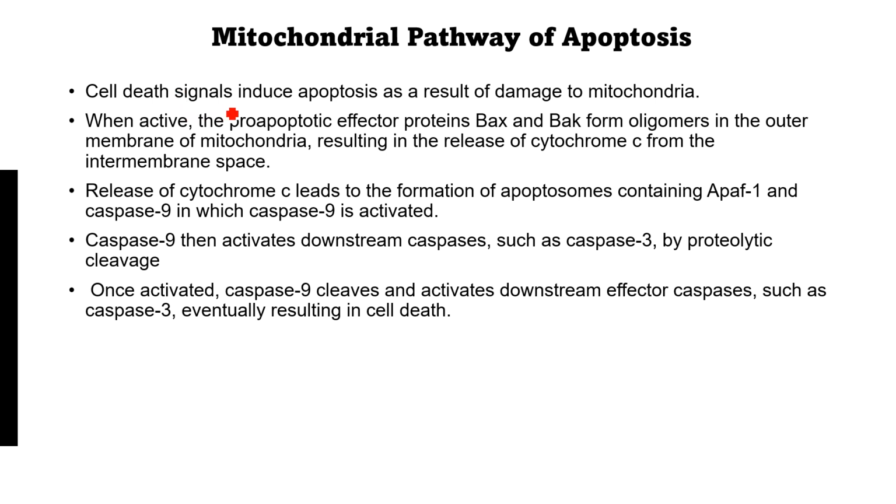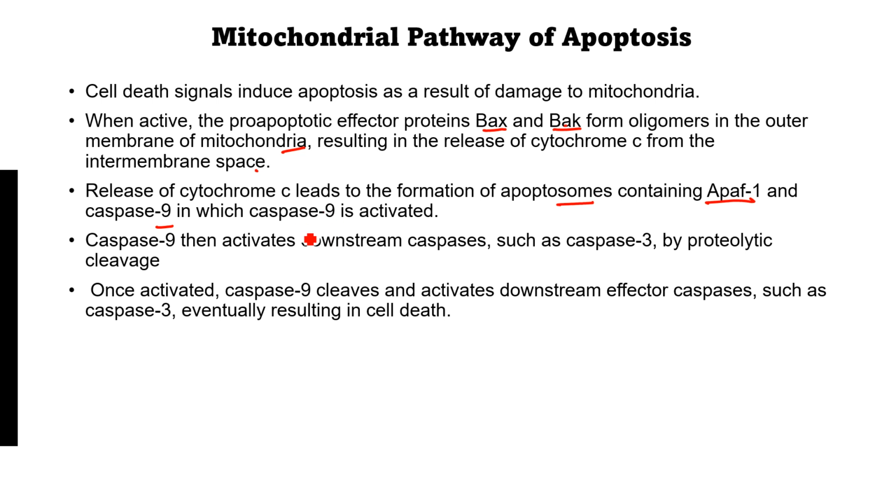The cell death signal induces apoptosis as a result of damage to mitochondria. When active, the pro-apoptotic effector proteins BAX and BAK form oligomers in the outer membrane of mitochondria. Once oligomers are formed, they cause pores in the outer mitochondrial membrane, resulting in the release of cytochrome C from the intermembrane space. The release of cytochrome C results in the formation of the apoptosome. The apoptosome is a complex formed by APAF1, caspase 9, and cytochrome C.